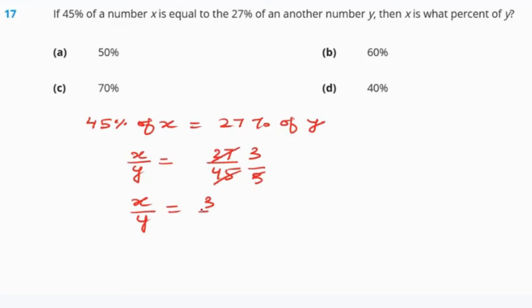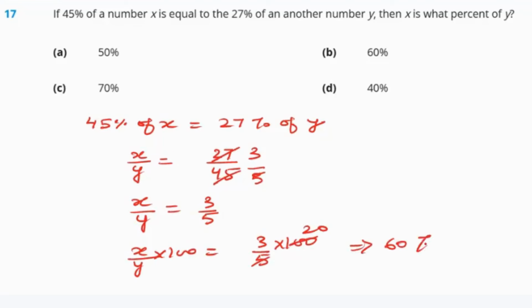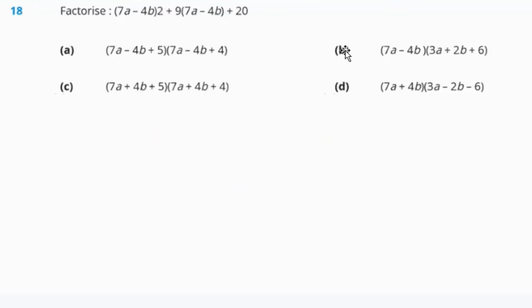So 3 by 5 we are getting. Now the question is saying then x is what percent of y? For finding the percent, we are multiplying it by 100 over here. If we are multiplying it over here, we need to multiply here also by 100. When we are solving it, we will be getting 60%. Okay, so our answer is option B, which is 60%.